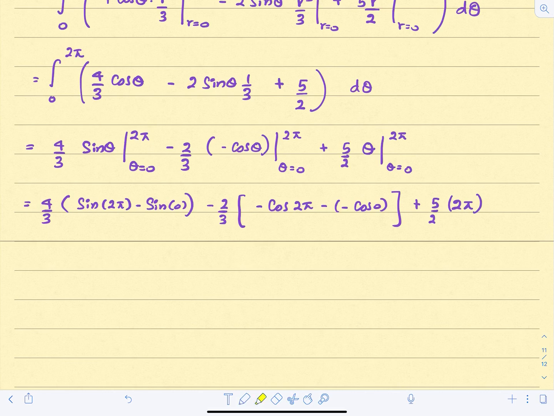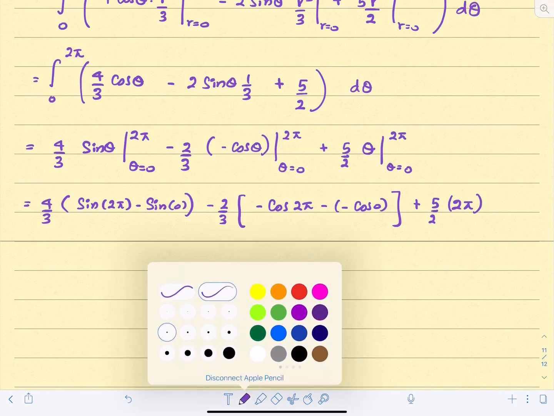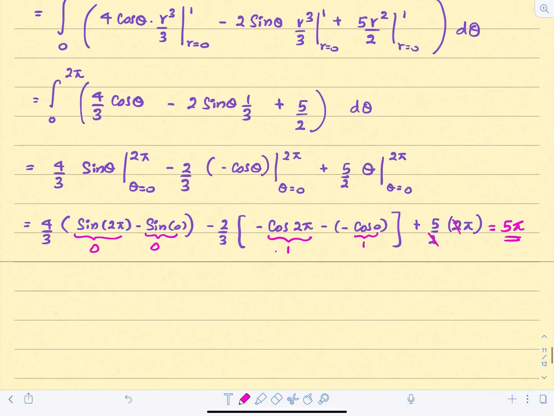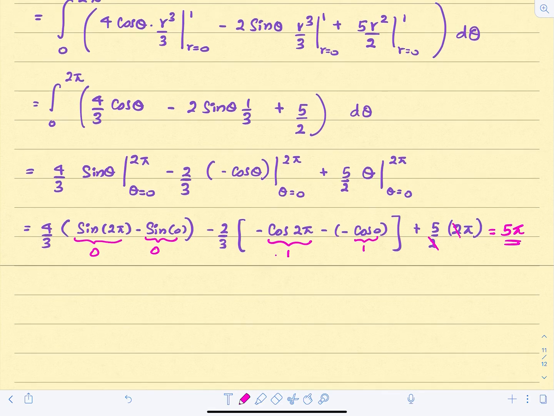Now, sine 2 pi is 0, sine 0 is 0. Cosine 2 pi is 1, so here we have negative 1. Then cosine 0 is 1. 1 times negative, times this negative, becomes positive 1. And I think the answer should be 5 pi. So this is the way we calculate the surface integral of a vector field.